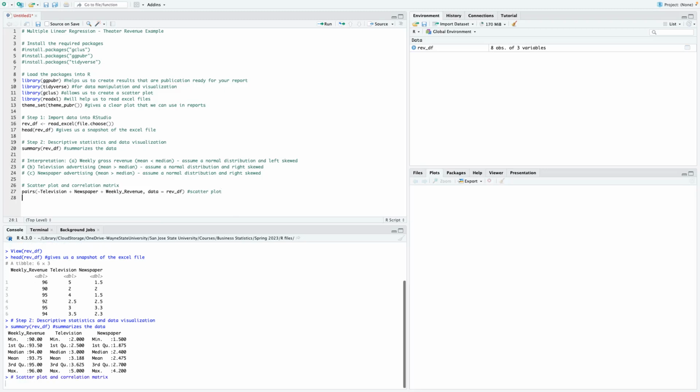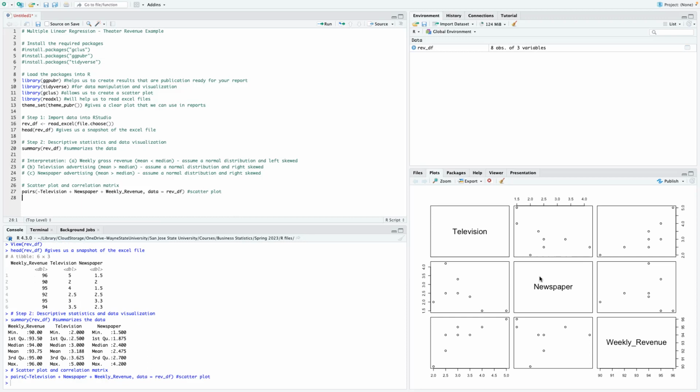Okay, so if I run this, you can see the scatter plot here, right? So the diagonals are basically all of the variables we're looking at. Television and newspaper, our independent variables. Weekly revenue is our dependent variable. So how to read this scatter plot, right? If we look at this, let's just say this is the first column, this is the second column, and this is the third column, right? So this here is basically television against newspaper.